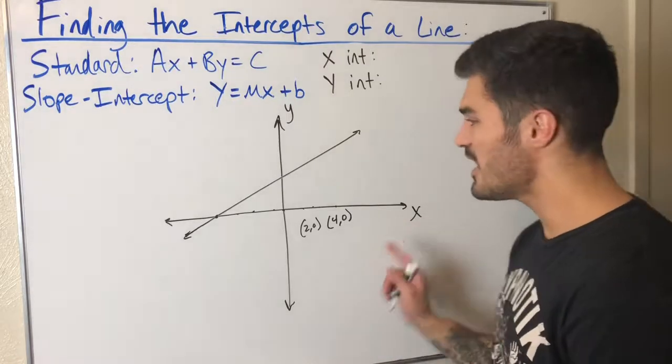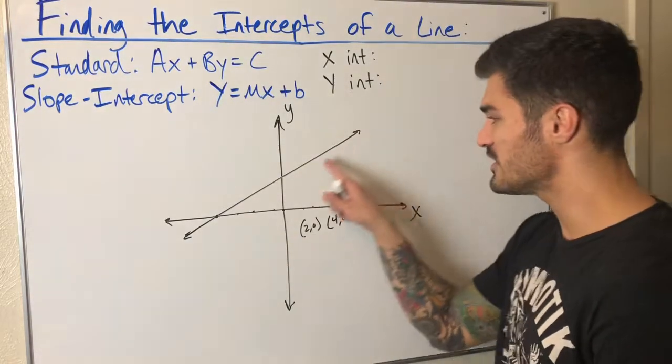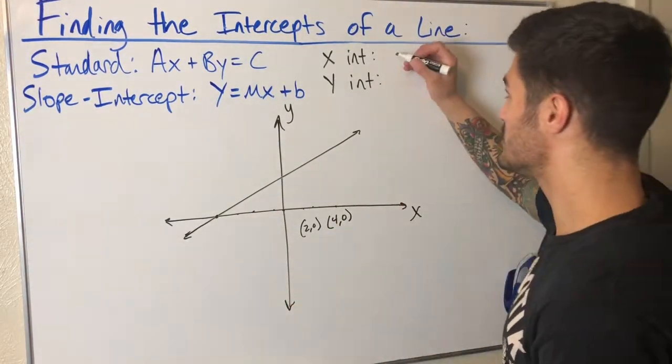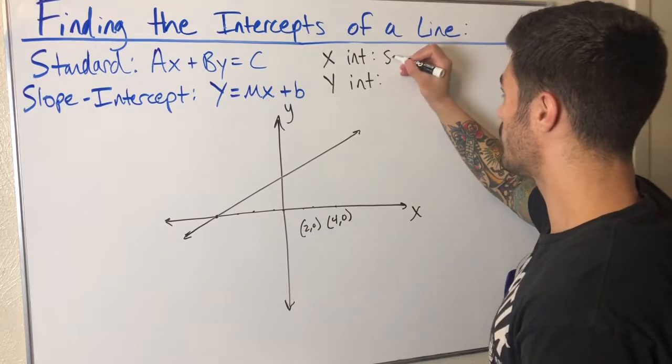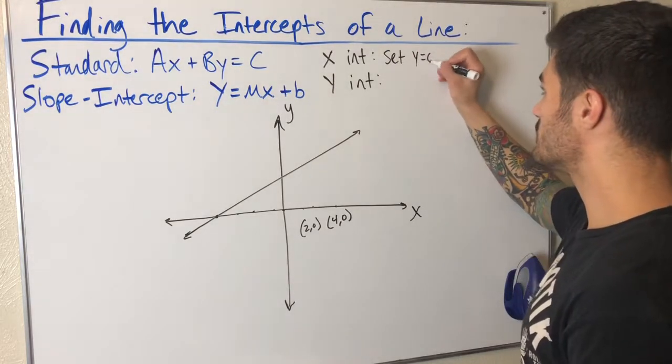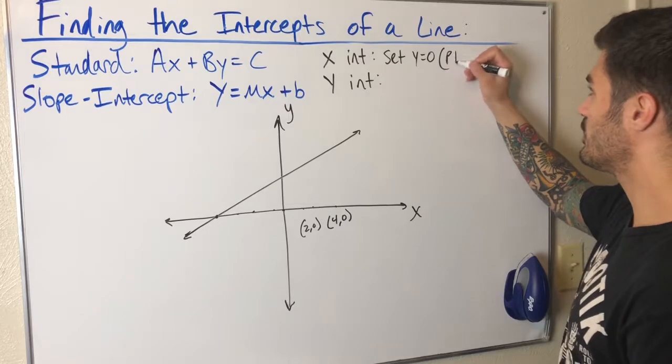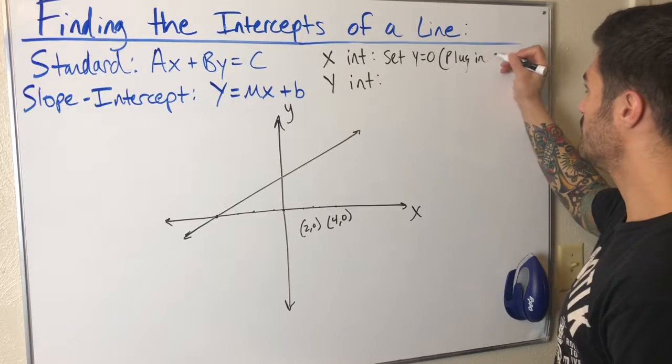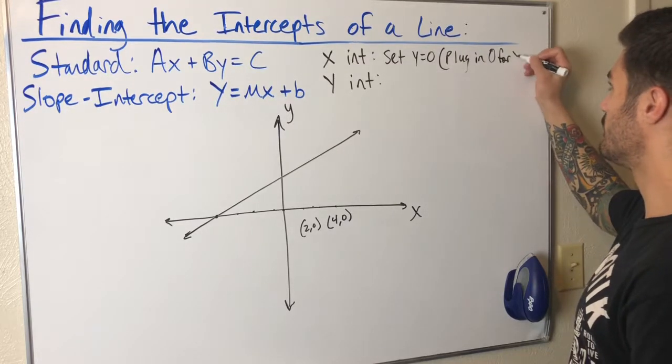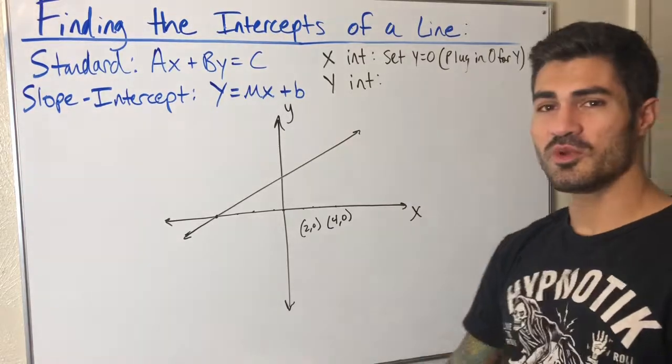So how do we find the x-intercept of this line? We set y equal to 0. Basically, we plug in 0 for y. Set y equal to 0, plug in 0 for y. So now what do you think we're going to do with the y-intercept?